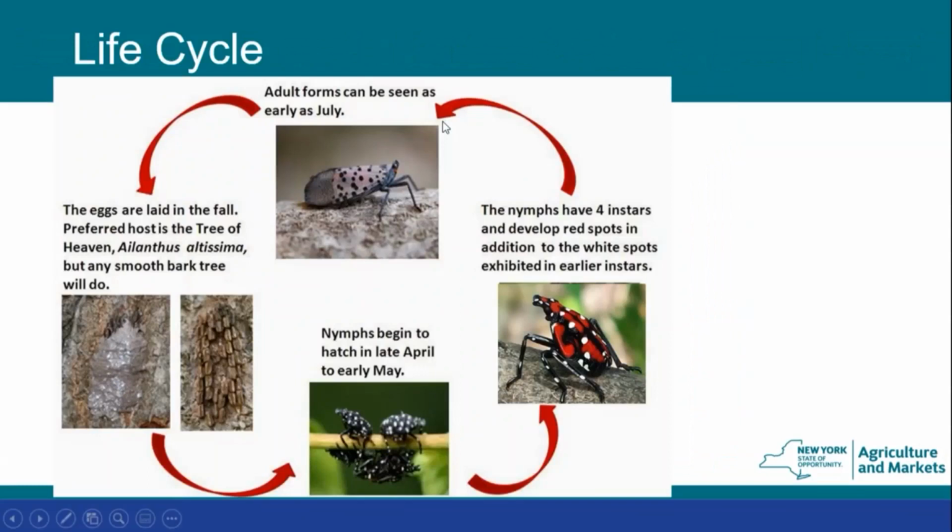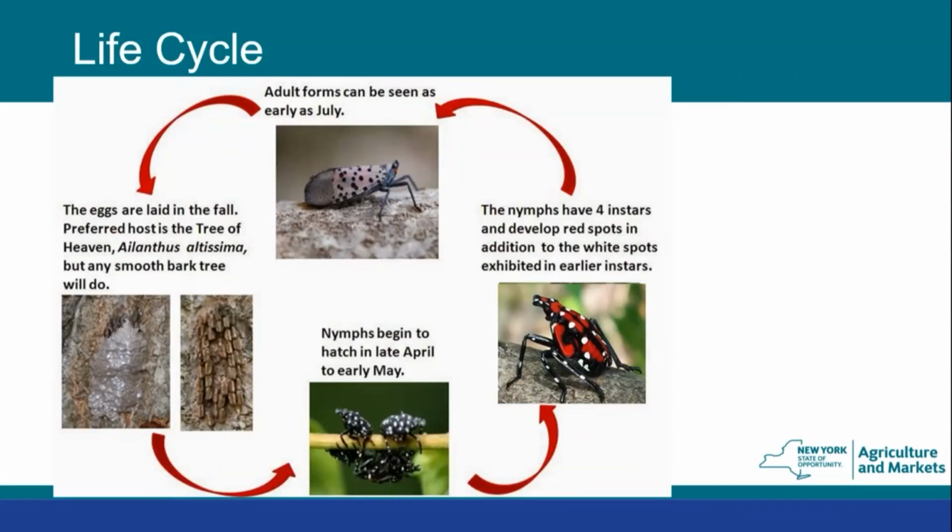The life cycle. Currently we're in this bottom center. The nymphs are beginning to emerge. What happens then is they'll metamorphosize and shed their exoskeleton 3 times. They'll remain basically the same, just slightly larger versions of themselves, black with white dots.